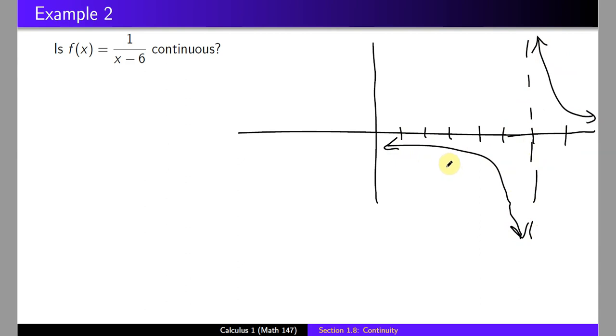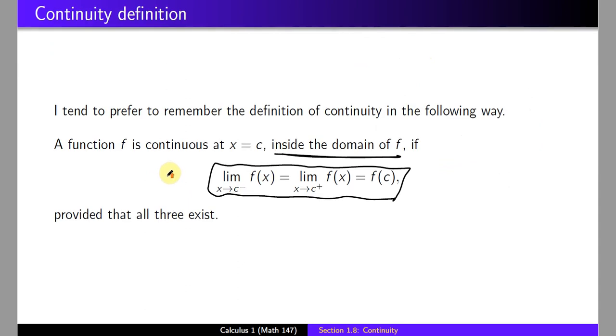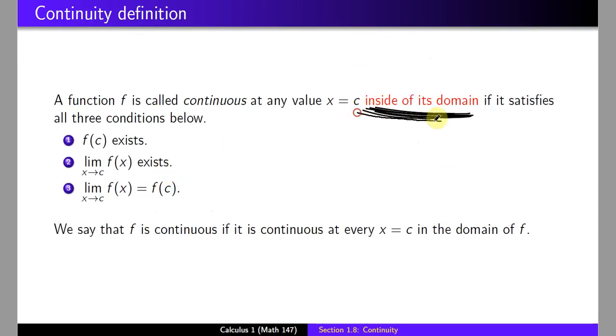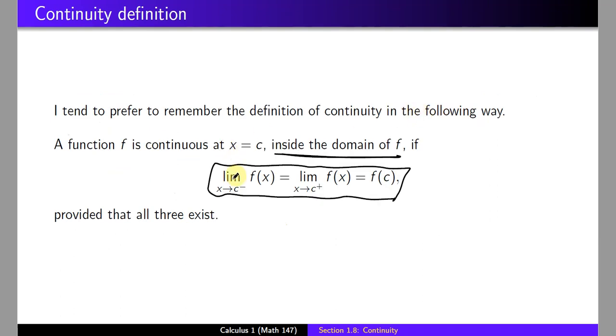So this is what the graph looks like. And you may say to yourself, wait, this is definitely not continuous. There's an asymptote here. There's a break in the curve. And you're absolutely right, there's a break in the curve. But you're not absolutely right that it's discontinuous. Because here's the important point, and I put this in red: we're only checking inside of the domain. Inside of the domain, we have to check these three properties, that the limit from the left equals the limit from the right equals the value of the function.